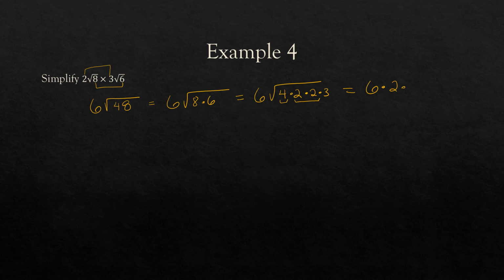and the square root of 2 times 2 is 2. I still have left this 3 inside the square root. The last thing to do would be to multiply everything on the outside. 6 times 2 is 12, times 2 more is 24. So 24 square roots of 3 is how we would simplify this one.